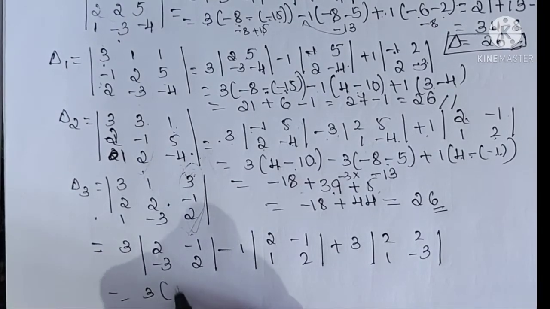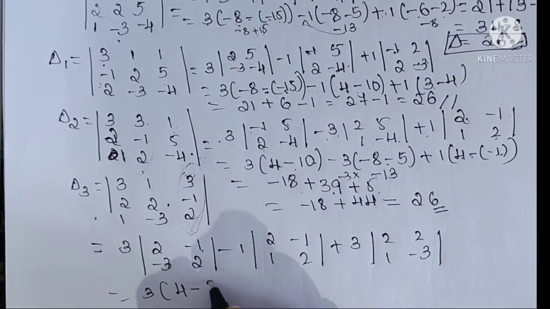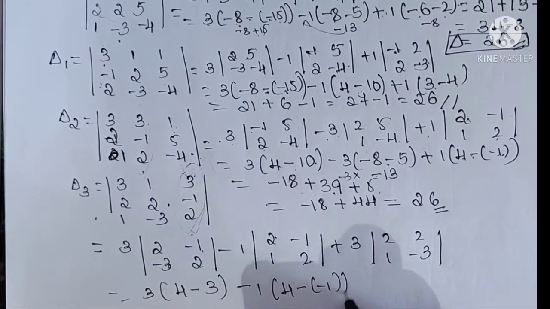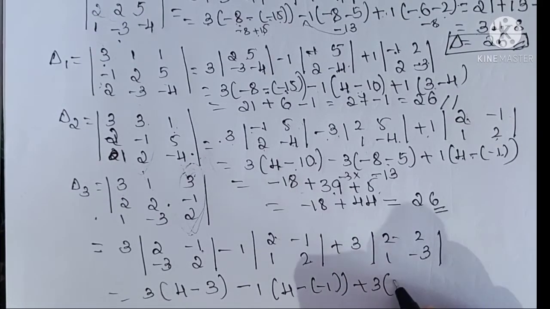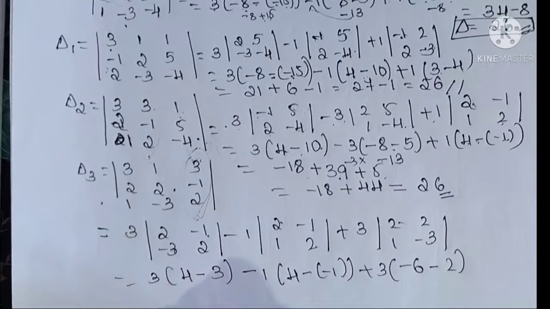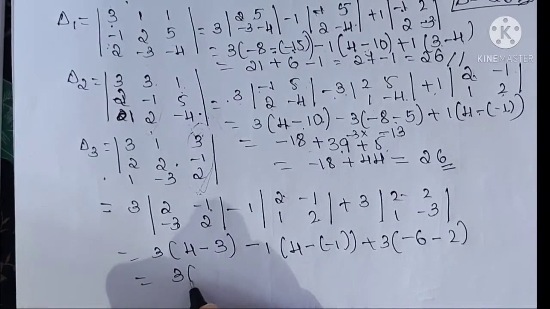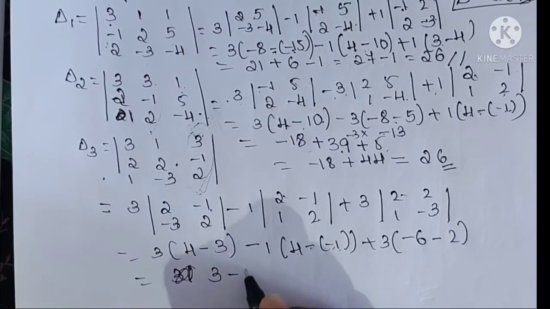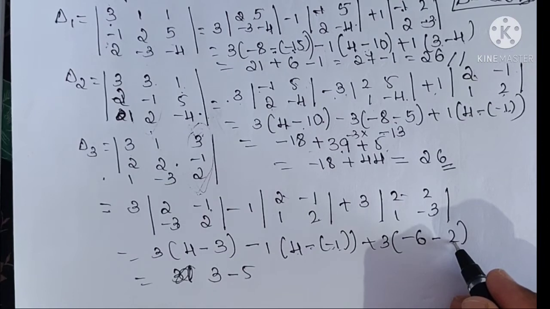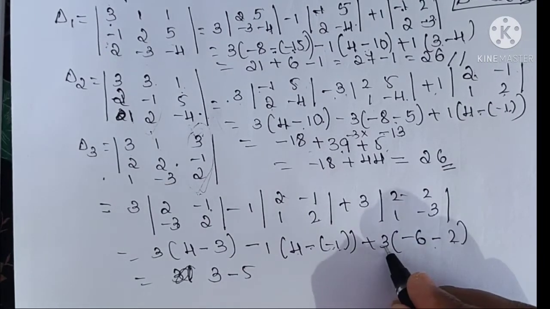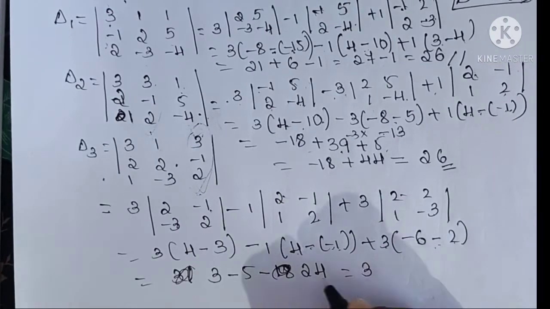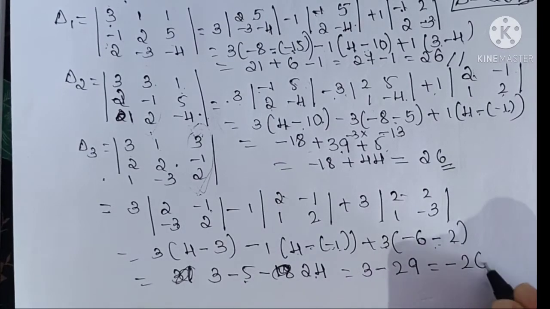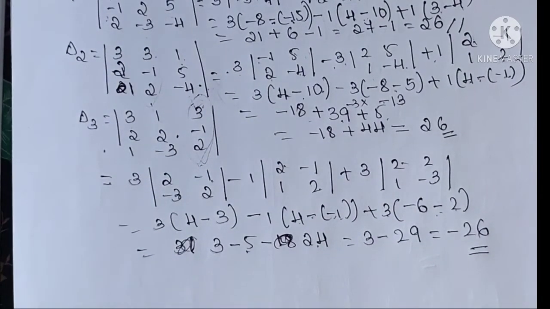Now 3 into 2 2s are 4, minus 3 into minus 1 is plus 3, minus 1 into 2 2s are 4, minus of minus 1, plus 3 into 2 into minus 3 is minus 6, minus 2. 3 into 4 minus 1 is 1, 1 into 3 is 3, minus into minus is plus, 4 plus 1 is 5, 5 minus 5, minus 2 minus 6 is minus 8, minus 8 into 3 is 24, 3 as it is, minus 24 minus 5 is minus 29, 3 minus minus 29 is minus 26. This is the value of delta 3.